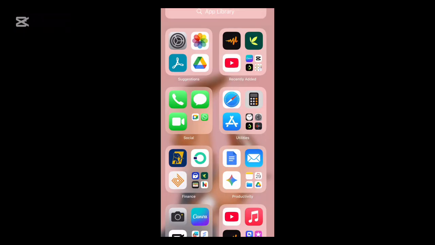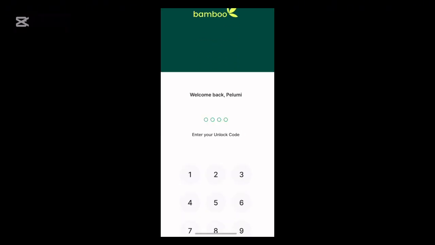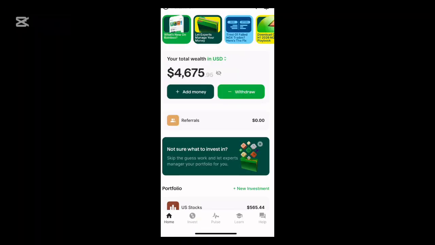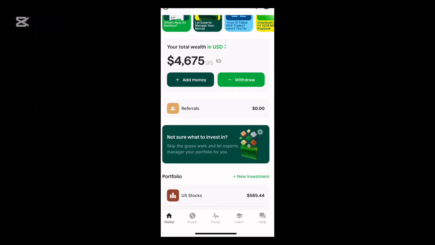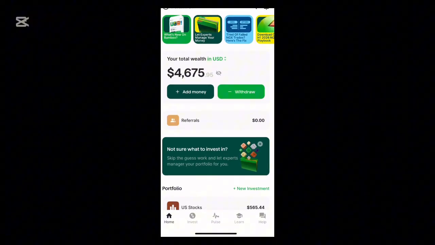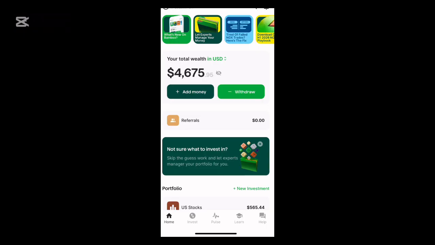So before now, you should have downloaded your Bamboo app, registered, and completed the KYC requirements. So we are just going to open the Bamboo app and input our password or PIN. Once you input your PIN, the home page appears. You will see different notifications up here about what is Bamboo. Any new updates about the Bamboo app, you find it up here.